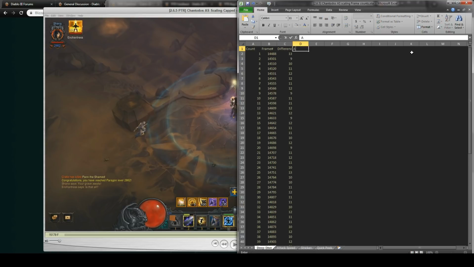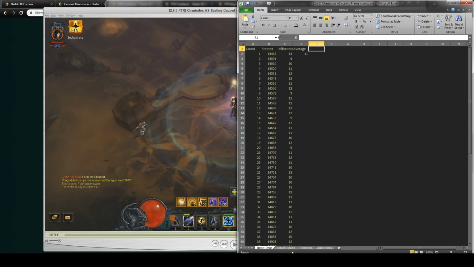Going to need average. I already know the average is 11, but let's take the average anyway of this entire range. Exactly 11 frames. So we took a sample that was over 11 seconds worth of time. That's 62 attacks that were taken here with the Chantodos wave of destruction that we benchmarked, and it averaged out to exactly 11 frames. Not like 11.1, not 10.9, exactly 11. I think that's pretty definitive as to, at least for this sample, it's attacking 11 frames per attack.